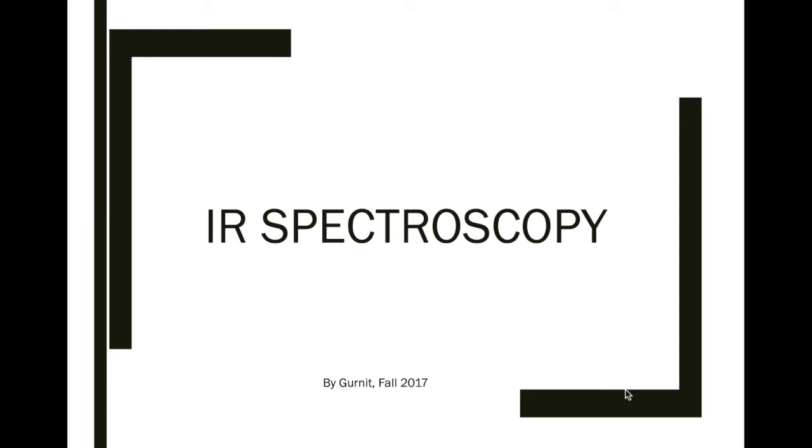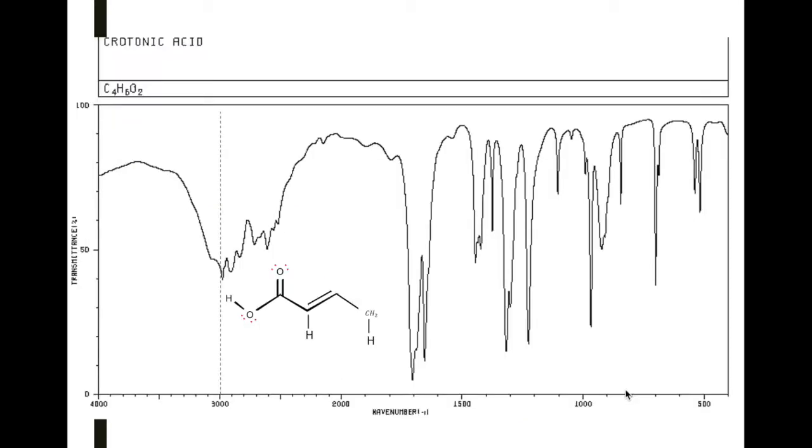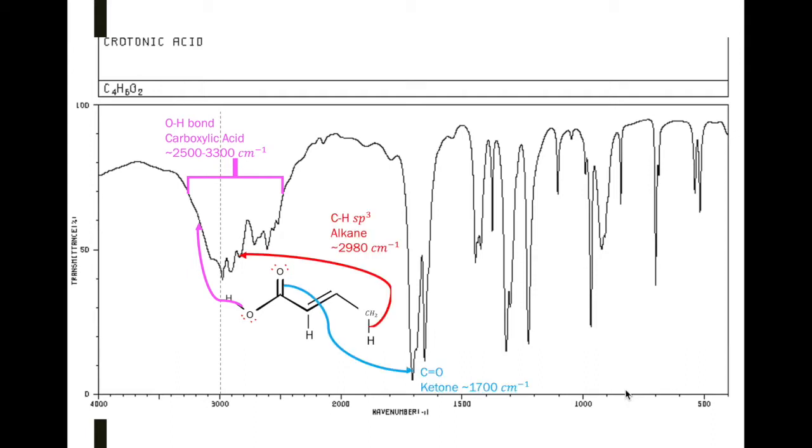So here are some GIFs that my student Gurneet made, an honor student back in 2017. Here's the IR spectrum of this carboxylic acid with an alkene. Some of the main signals we've memorized are the big mess by the OH of the acid, the carbonyl of the acid, the sp3 carbon to hydrogen signal below 3000, an alkane signal, and then the sp2 carbon to hydrogen signal a little past 3000, over 3000.